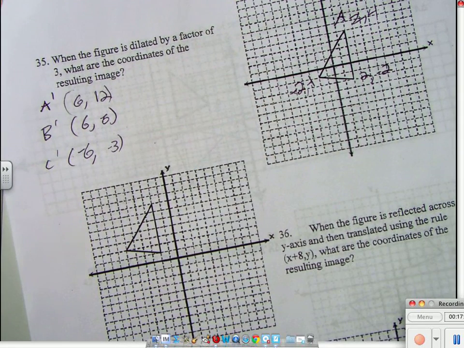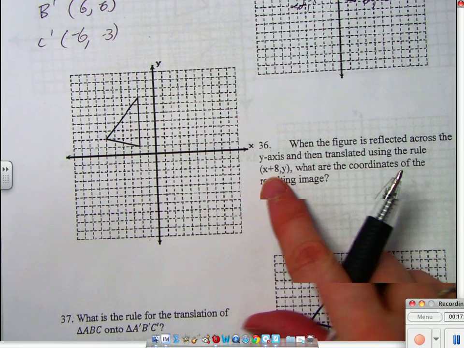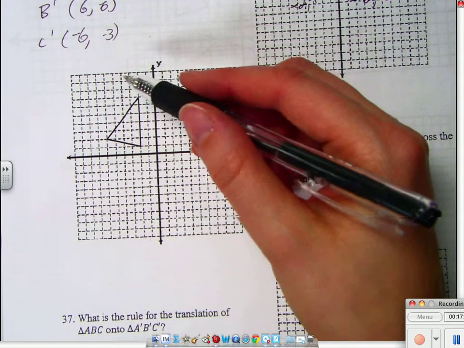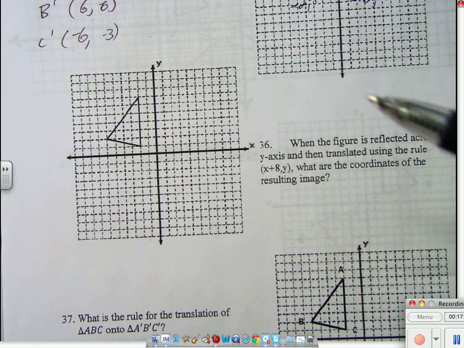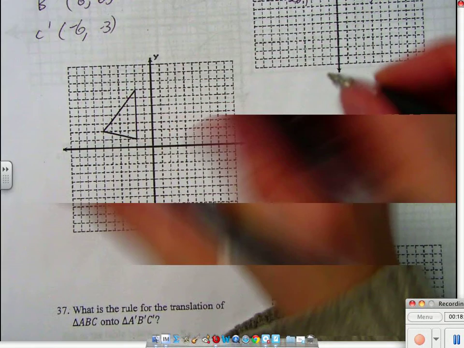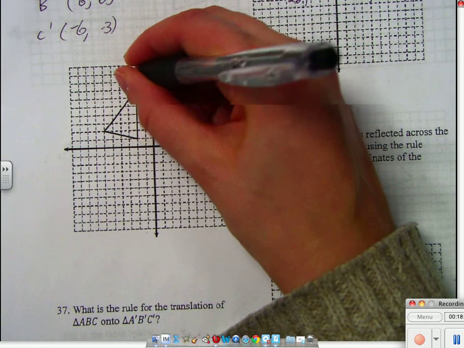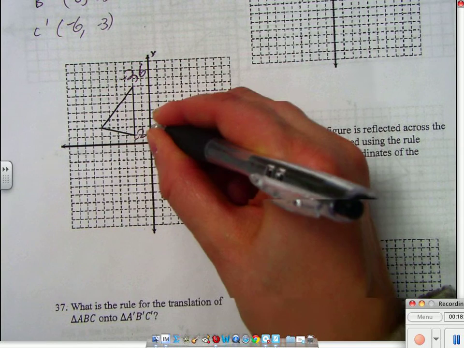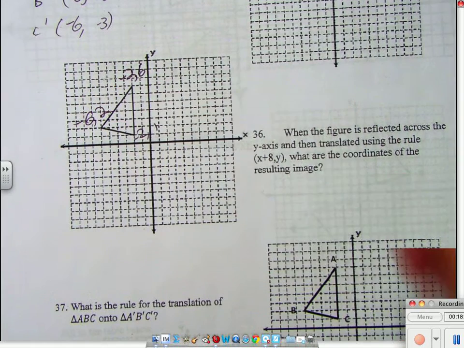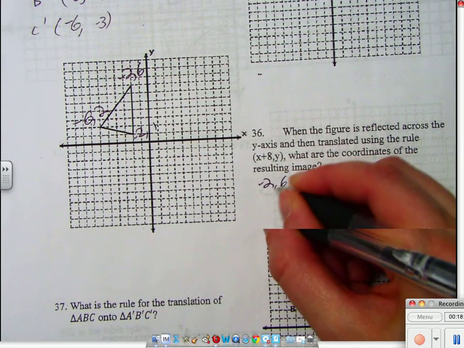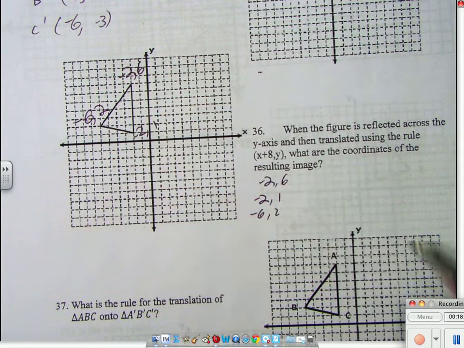Okay, when the figure is reflected across the y-axis, then translated using the rule x plus 8, what are the new image? So first, when we reflect over the y-axis, that's x equals 0, my 3 points are negative 2, 1, and 2, 3, 4, 5, 6, 2, negative 6, 2. So when we reflect them across the y-axis, or x equals 0, we get 2, 6, 2, 1, and 6, 2.